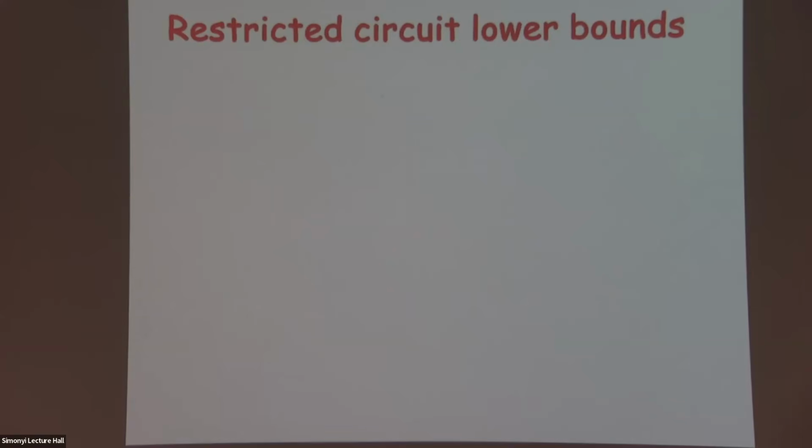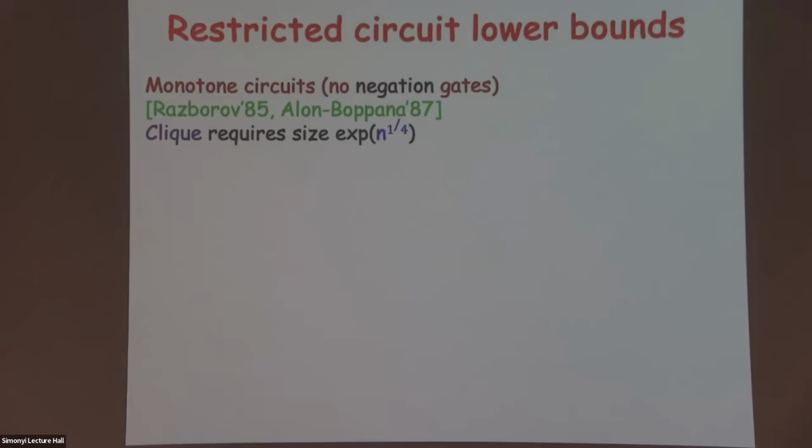You maim your circuits, you tie their hands behind their back and take out their eyes, and I don't know. So the first big success was on monotone circuits. These are circuits that cannot do negation. It's still interesting because there are many functions we want to compute which are monotone. For example, the clique problem.